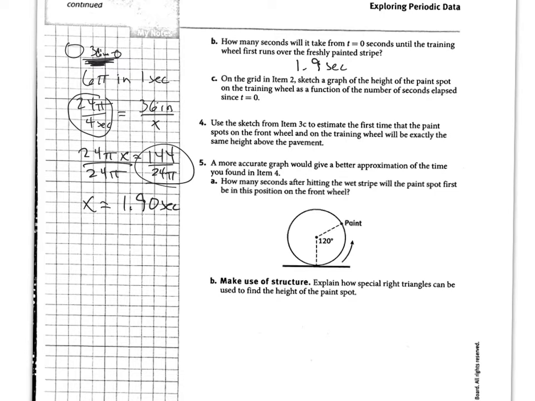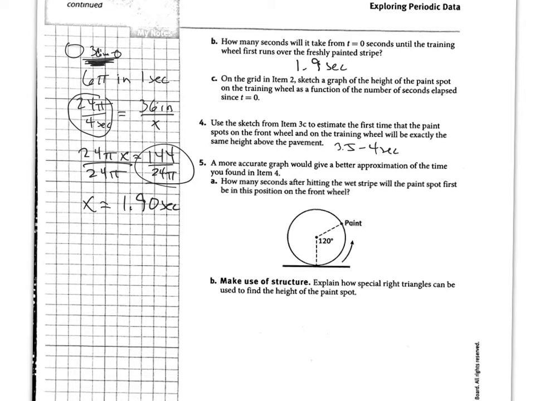Now it wants us to go back and graph the little wheel. I'm back on this other page. It says, using our sketch from 3C, estimate the time that the paint and the training wheel will be exactly the same height above the ground. They want us to use that graph. So kind of between 3.5 and 4 seconds-ish, depending on your graph. A more accurate graph would obviously give us a better approximation.